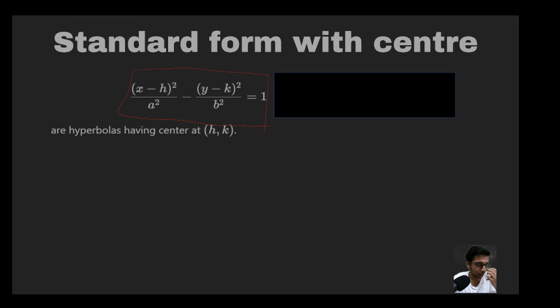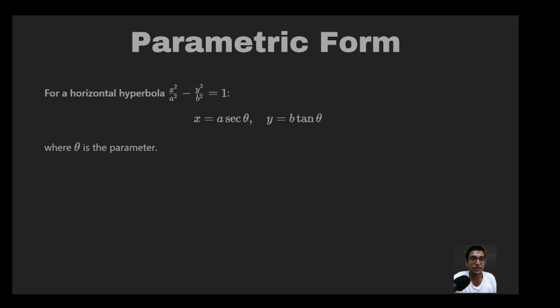If, let's say, I was to put h comma k as the origin 0 comma 0, this would transform into our standard equation, which is x square by a square minus y square by b square equal to 1. Now let's look at the parametric equation.